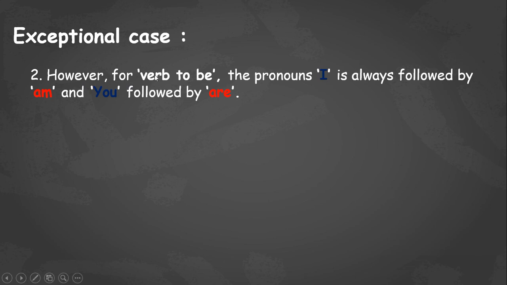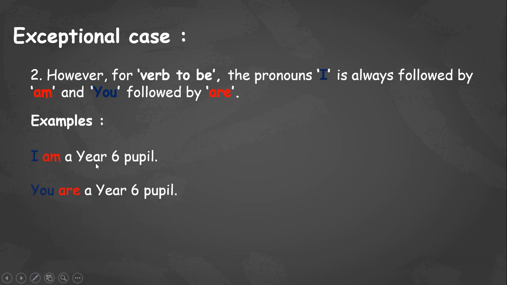However, for verb to be, the pronoun I is always followed by am and you followed by are. For example, I am a year 6 pupil. You are a year 6 pupil. Well, everyone, I hope with this explanation, you get a clear idea about subject-verb agreement. If you are still confused, worry not. Let's do some practice together, shall we?